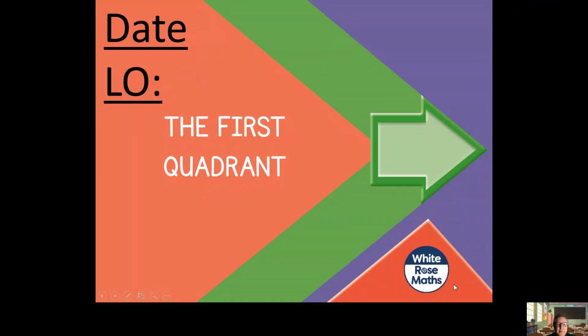Morning Year 6 and welcome to a new week of mathematics. Thought we'd take a short diversion this week away from fractions and have a look at some geometry. Going to begin with the first quadrant.